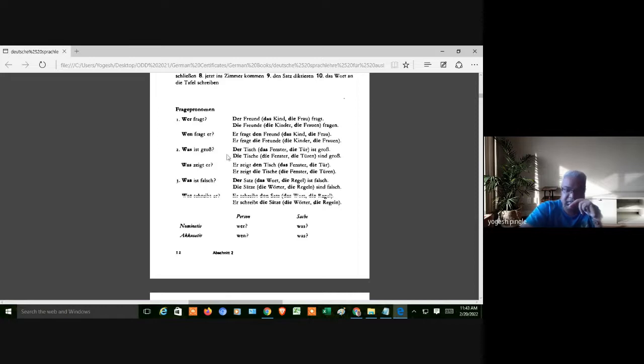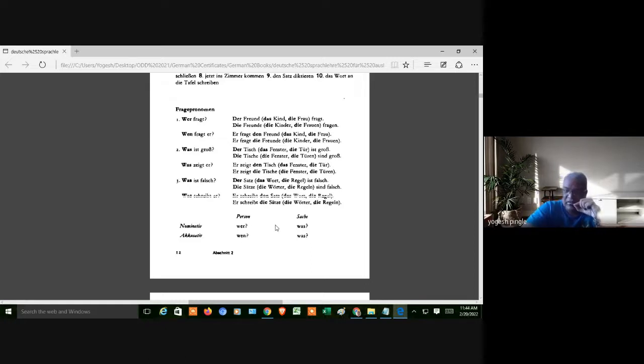The table is big. Was zeigt er? प्रथम हे पण आम्हाला गप्प हळू बोल ना जरा. Was zeigt er? Right? What is he showing? So er zeigt den Tisch. He is showing the table. So he is doing some action like that. Okay. Was ist falsch? What is false? Was schreibt er? What is he writing? So er schreibt den Satz. So den Satz is in accusative. Why? Because he is writing.